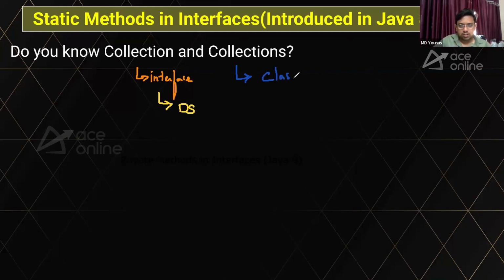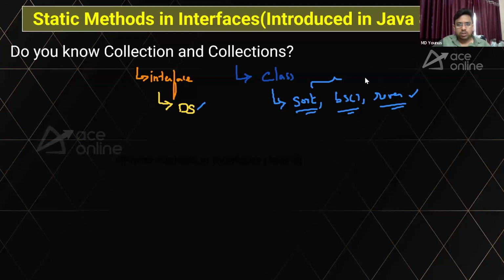It's a class. What does it contain? Utility methods, right? Like the sort method, the binary search method, then the reverse method. It's a utility class for helping the data structures, for sorting, for binary search, for comparing, for reversing, for shuffling, all these things we can use. That's nice. And do you also agree that all of these are static methods so that I can call them directly with a class name?